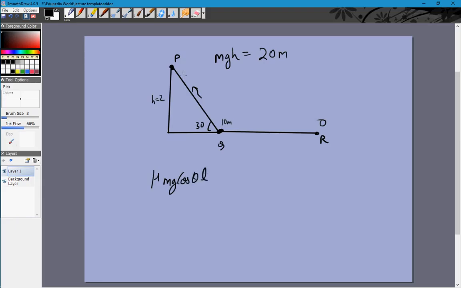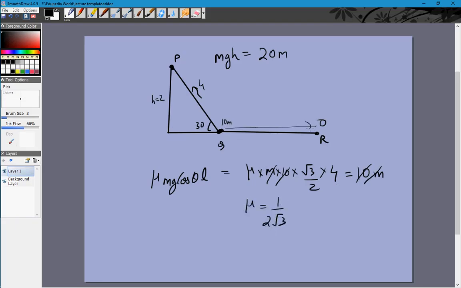L, where L is this distance. So it comes out to be mu into m into 10 into cos 30, which is root 3 by 2 into this distance. Now if this is 2, this is 4, because 4 sin 30 is 2 into 4. And we know this is equal to 10 m. So what does that give us? Mu is equal to 1 by 2 root 3.